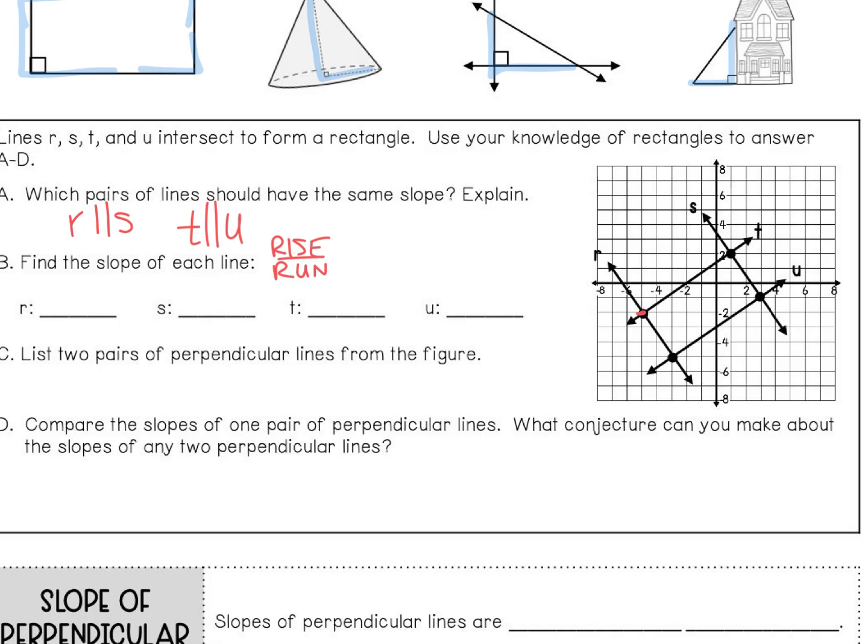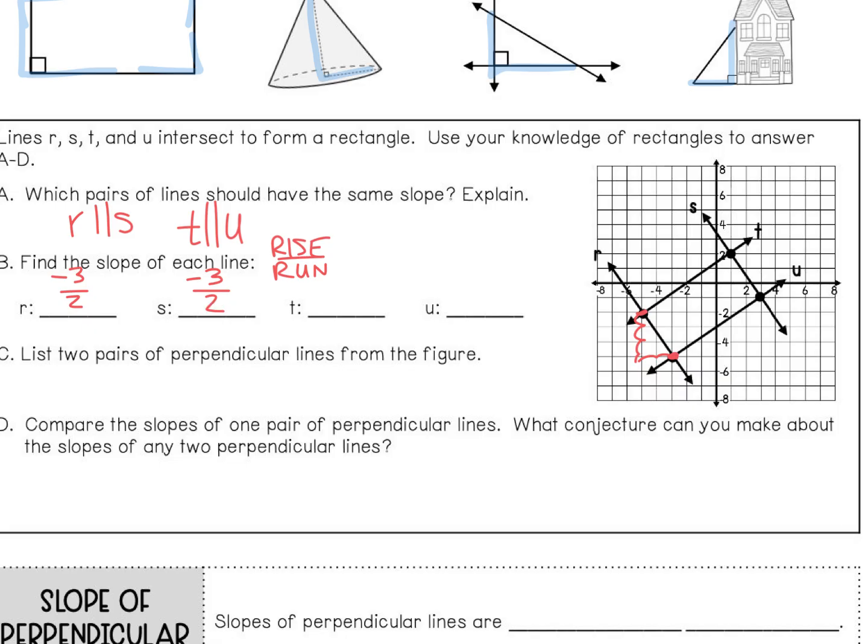Line R, what do you notice about the direction of line R? It is negative. Negative 1, 2, 3, over 1, 2. Negative 3 over 2. What else? So if R is parallel to S, what should we notice on S for that slope? It should be the same thing, and it is.